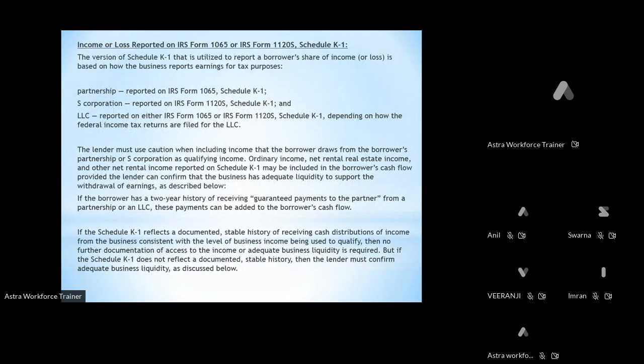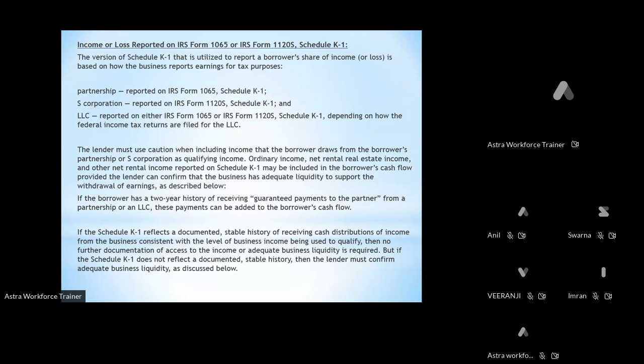Okay, so income or loss reported on IRS 1065 or IRS 1120 Schedule 1. So we'll have to verify the partnership income. That is in 1065 along with the K-1. A corporation reports on 1120 with a K-1, and an LLC reports on 1065 or 1120 Schedule 1, depending on how the federal tax return is filed for the limited liability company. Okay, LLCs.